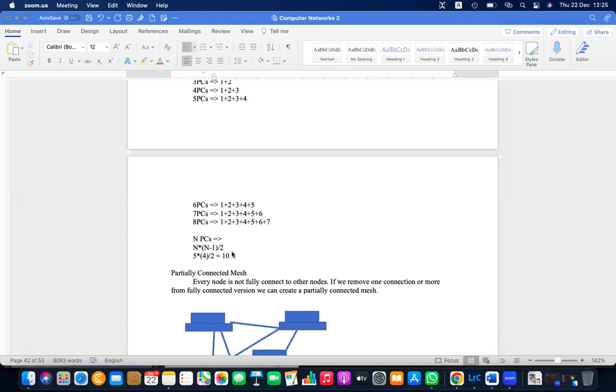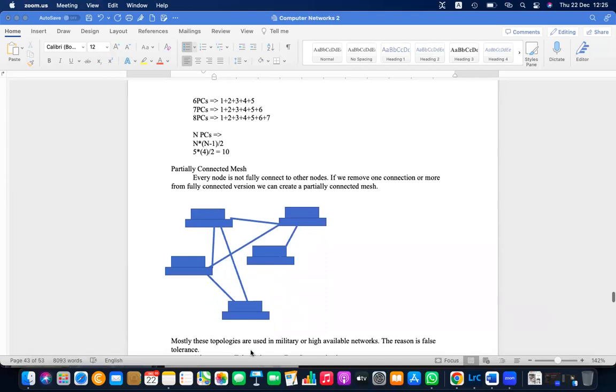Partially connected mesh is something less than that. This is a partially connected mesh.